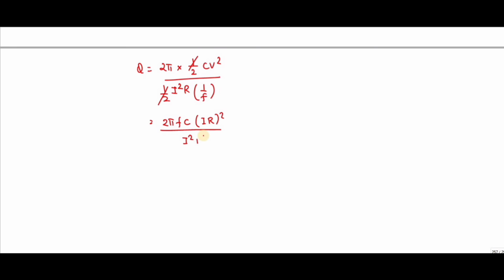Okay, I square R. So 2 pi F I can write as omega naught C, and I can write this as I square R square divided by I square R. That is equal to omega naught C R. This is your Q. Q is nothing but your quality factor. I can also write it as R divided by omega naught L.